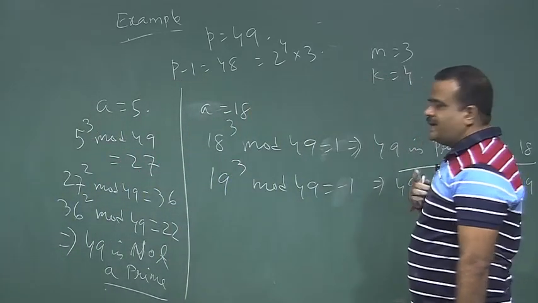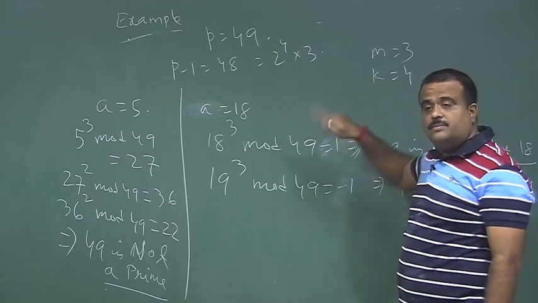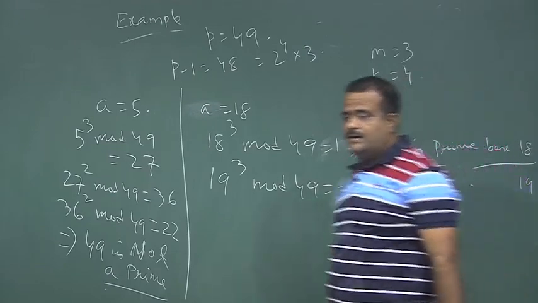That is for sure, 49 is not a prime. Otherwise, if it is reporting a prime, this should be a probable prime. Otherwise, we have to check for all possible a. Okay. Thank you.